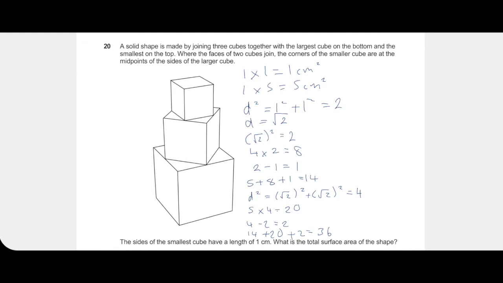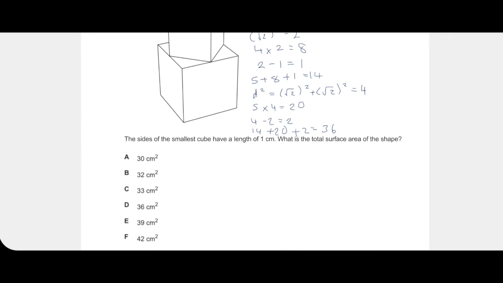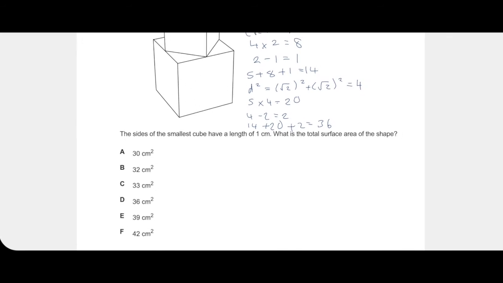The top face is partially covered, so let's work out the surface area of that, which is equal to 4 minus 2, which is equal to 2 centimeters squared. Now let's add all of the surface area together from the 3 cubes. So we have 14 plus 20 plus 2, which is equal to 36 centimeters squared, and that is the answer to the question. Therefore, the answer to this question is D. And that is question number 20 completed.